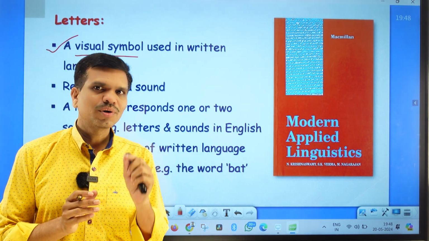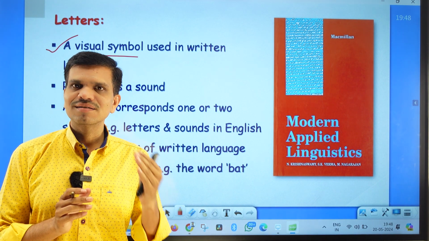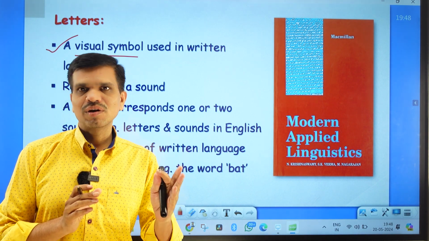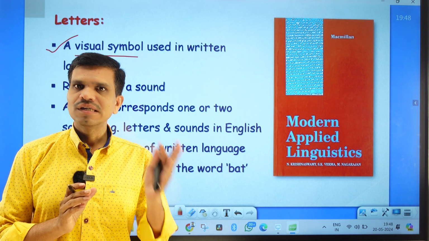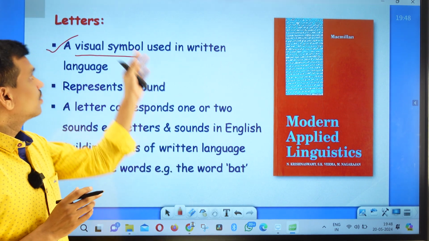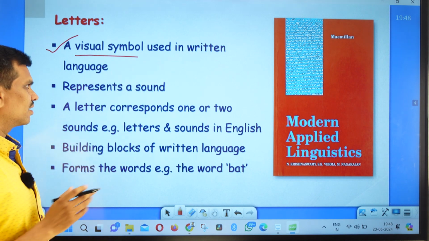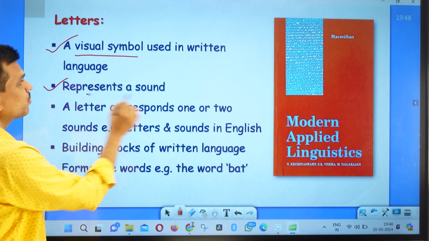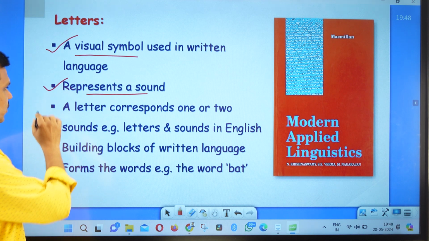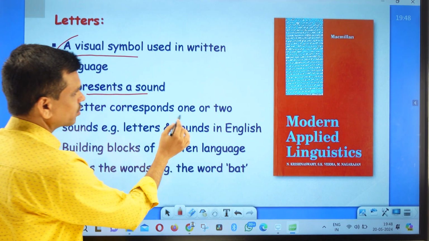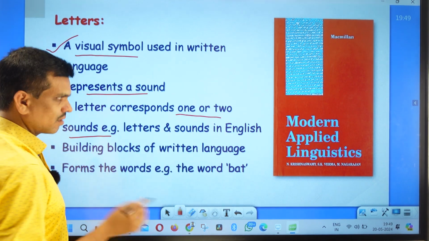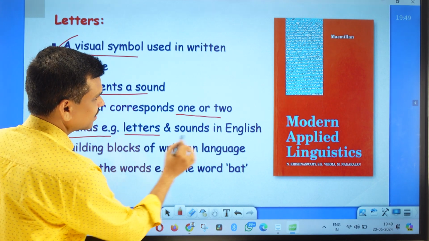Now when we talk about language, we directly consider language on the level of spoken qualities or acoustic qualities or sound qualities. But here, what are letters? Letters are nothing but visual symbols used in written language, but these letters represent a sound. Again, these letters may correspond to one or two sounds, and here we have example letters and sounds in English.